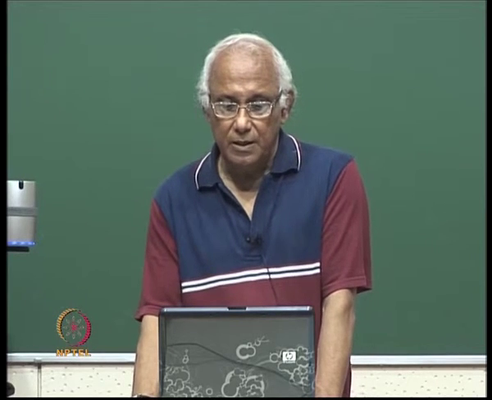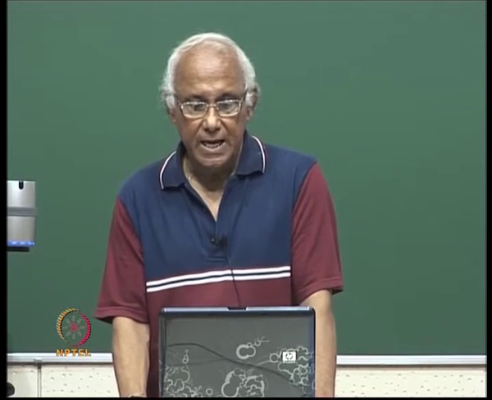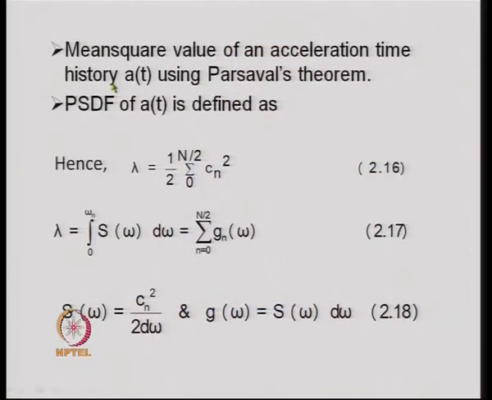Now, the mean square value of an acceleration time history, say a(t), can be obtained from the time history itself using Parseval's theorem, which states that the mean square value of a time history is equal to half of the amplitude squares of the Fourier series constants, that is, the Fourier series constants a_n, b_n and a_0.